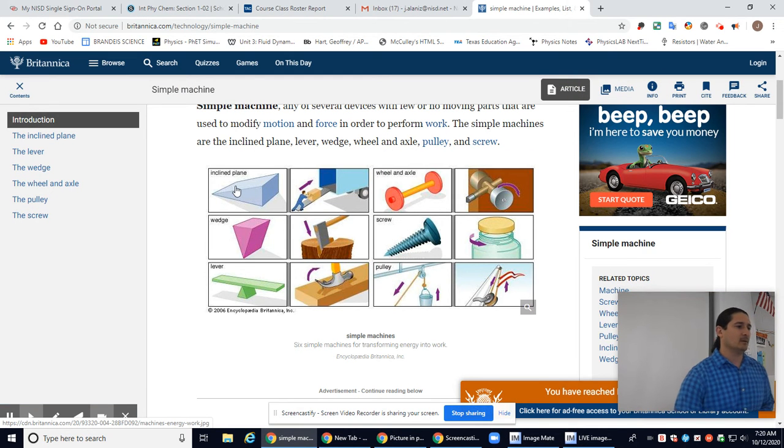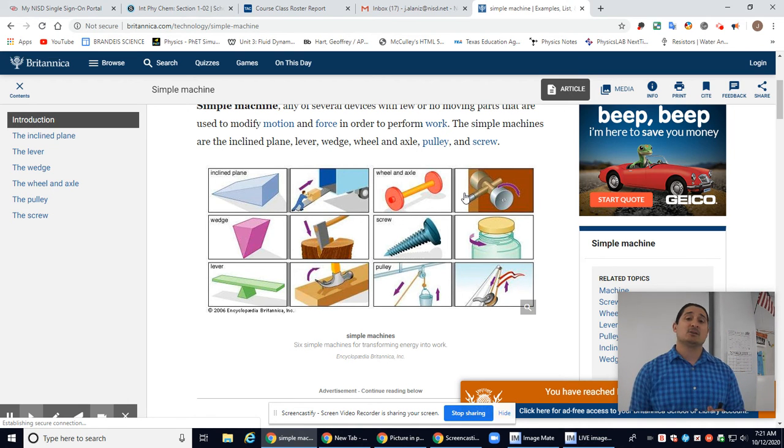So if you look here, we have 1, 2, 3, 4, 5, 6 different types of simple machines. An inclined plane, a wedge, like an axe, a lever, like a hammer, wheel and axle, a screw, and a pulley. Here's that pulley there. Simple machines have a single motion. So for an inclined plane, you go up or down, right? Single direction. For a wedge, one motion.